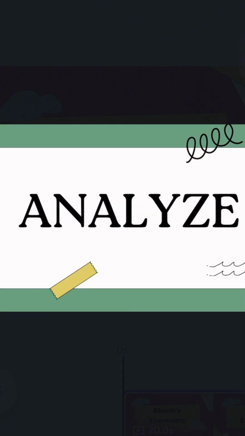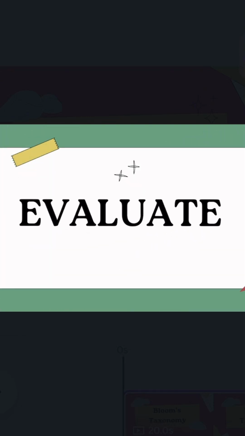So next is the apply. Definition: use information or a skill in a new situation. Appropriate learning outcome verbs for this level include apply, calculate, carry out, and etc. The next is transfer, translate, and next is use.